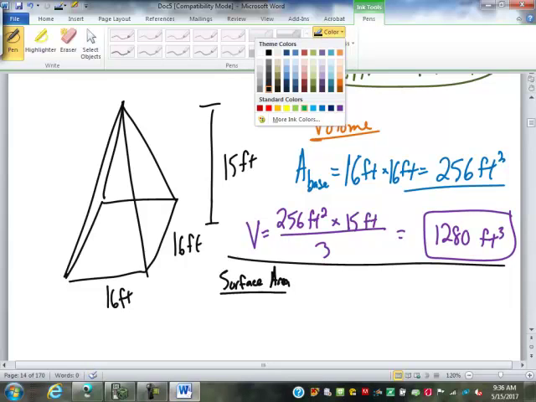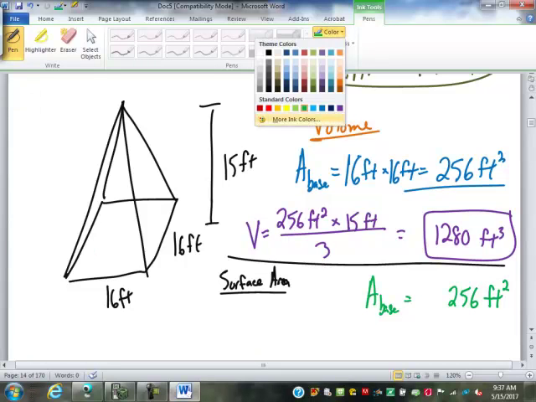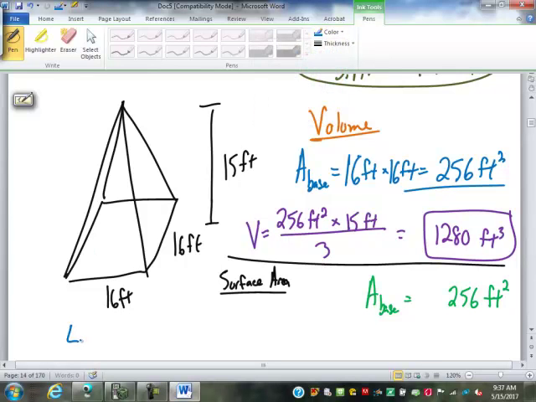For surface area, the area of my base is 256 square feet. Do I need to do that a second time? No, there's only one base here, just the bottom. There isn't one on top. It's a pyramid. So I only do the area of the base once. I do have to do my lateral area.